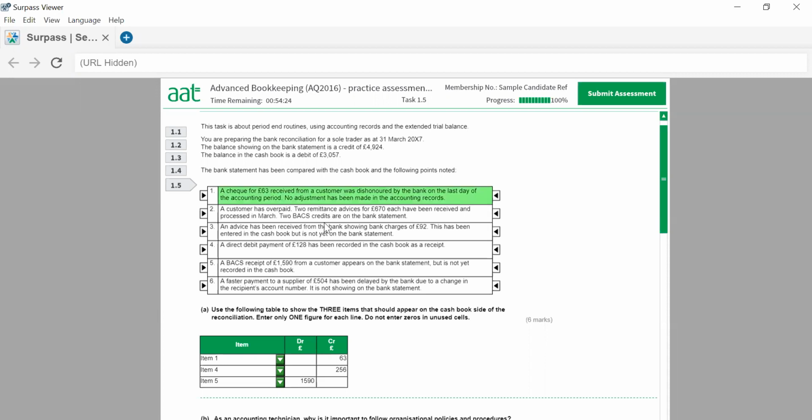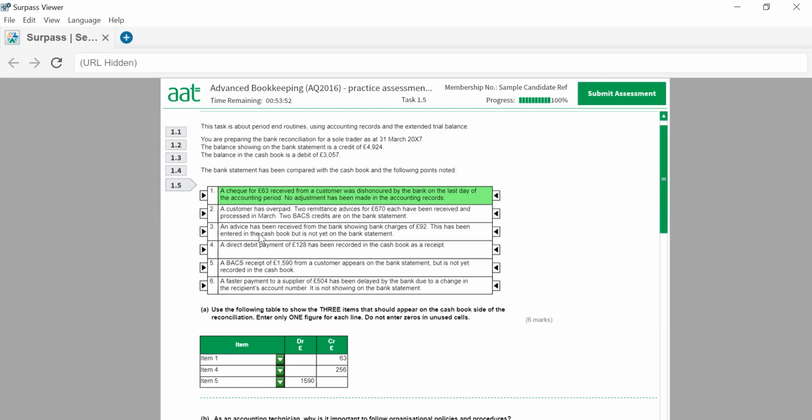Tick it off. Next, the customer has overpaid. Two remittance advices of £670 have been received and processed in March, and two bank credits are on the bank statement. It's on the bank statement, so it's not relevant because we're just bothered about the cash book. As far as the cash book is concerned it's right, but on the bank statement, that's where the error has occurred. So it's not relevant because we're reconciling the cash book.